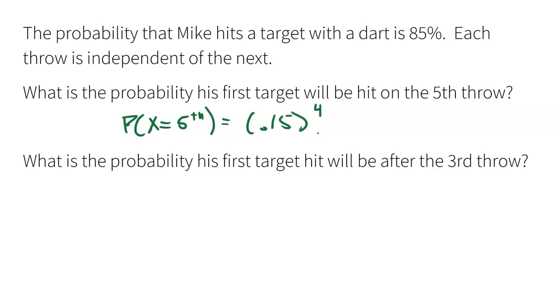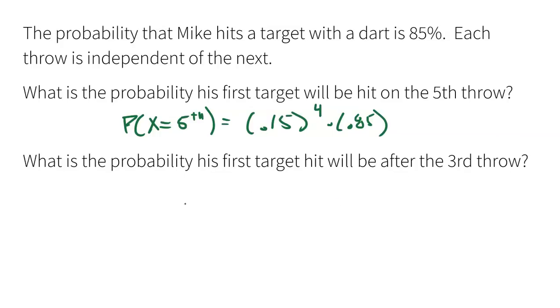Again, 85% is success, 15% fail. So the first 4 have to all be 0.15, 0.15, 0.15, 0.15. And then finally, on the 5th throw, he gets his first success. That's it. That's very simple. I don't have to do any super difficult math to figure that out. So the geometric model is actually a little bit easier. Again, you can go to a calculator and figure that math out pretty simply.